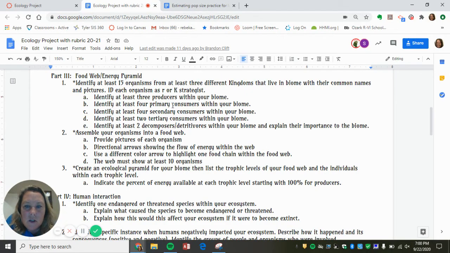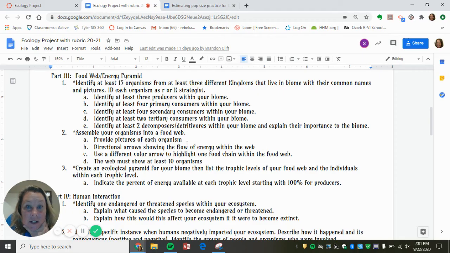Because what you're going to do with this is make it a food web. So you want to get plants and animals that actually are predator and prey for each other, if that makes sense. So except the slide E where you identify 2 decomposers, and those don't have to be a part of your food web. So anyway, number 2 is assemble your organisms into a food web.